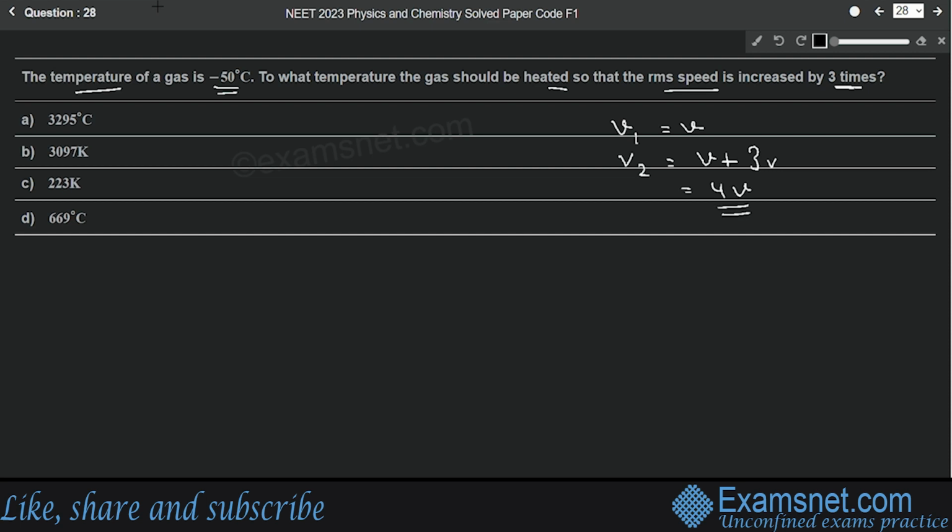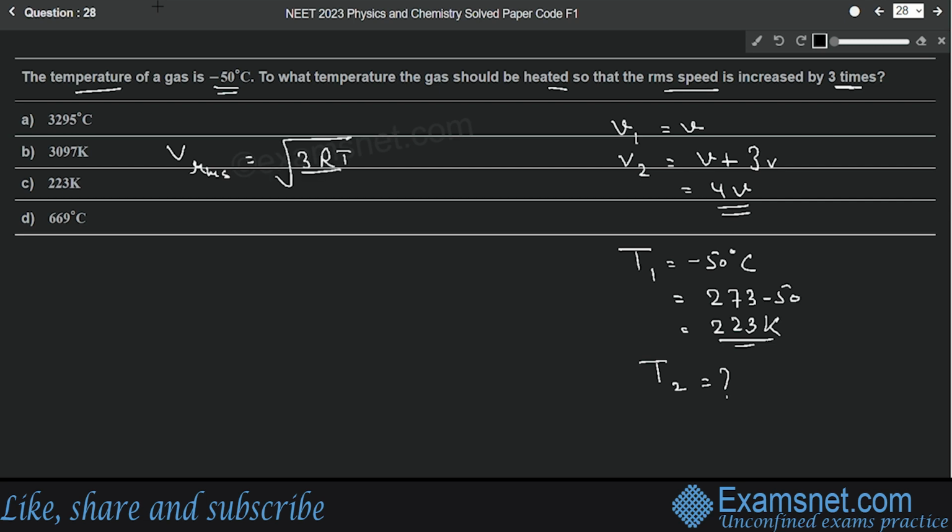Okay. And the initial temperature is minus 50 degrees Celsius. So in Kelvin it will be 273 minus 50, that is 223 Kelvin. Okay, this is the initial temperature T1. Now we have to find out the value of T2. Okay. Now let's use the formula of RMS speed, that is equal to under root 3RT by M. Okay, this is the formula for RMS speed. So here we can say that the RMS speed is directly proportional to root T, right? So V1 by V2 will be equal to under root T1 by T2.